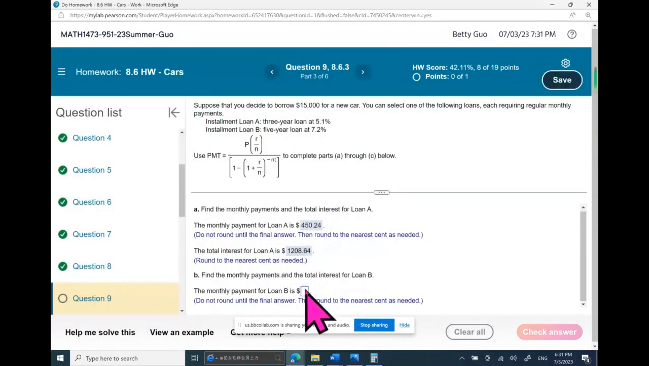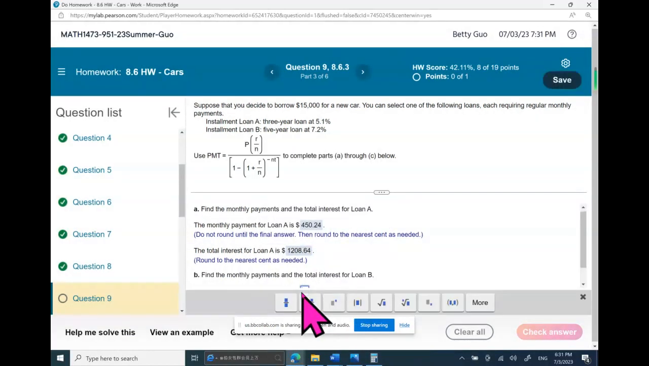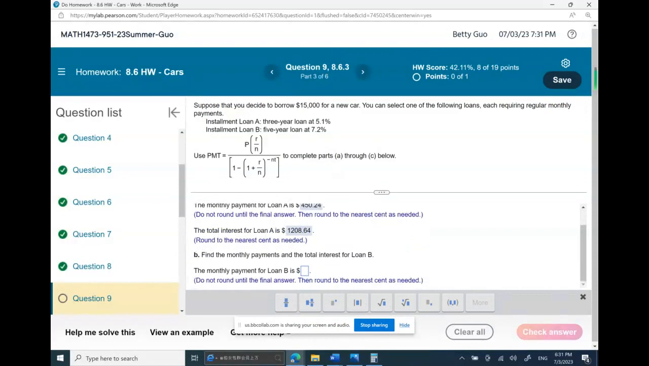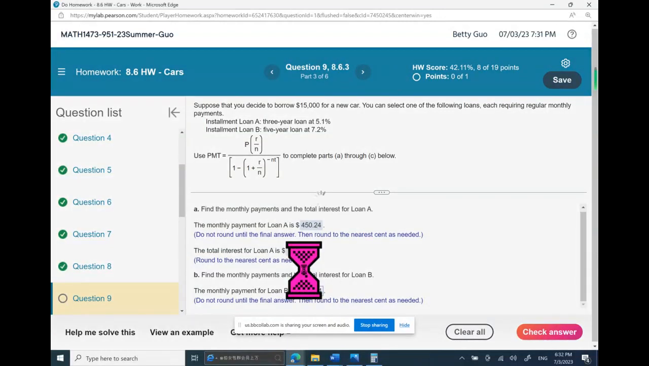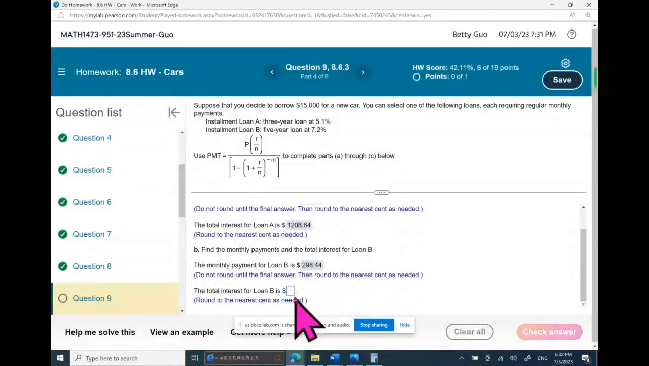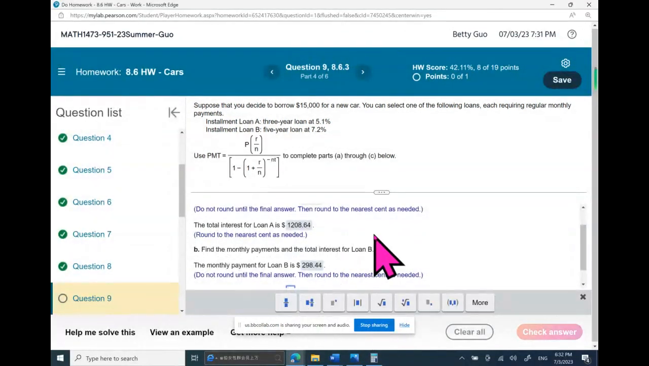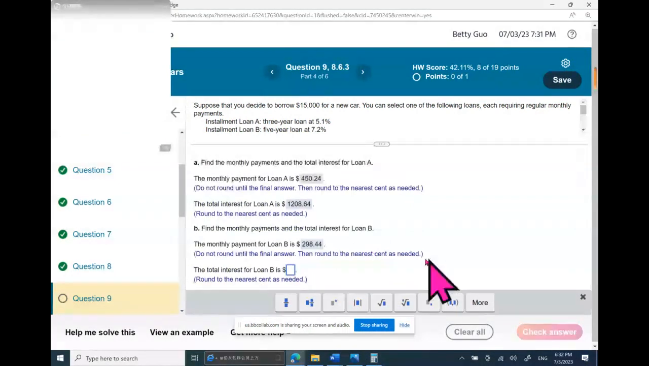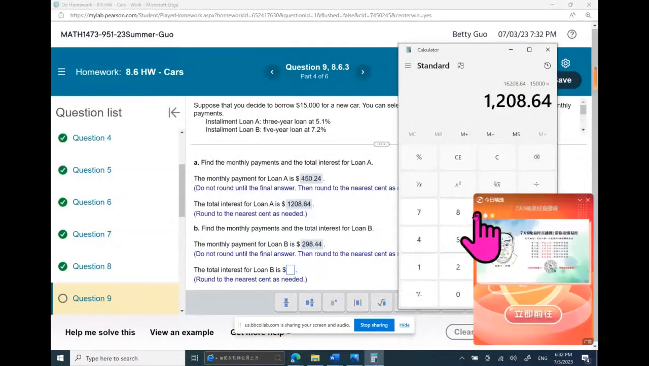For Plan B, remember earlier we have already solved for Plan B. It is $298.44, right? And what's the interest for Plan B, for loan B? We're going to figure that out. Use the calculator.